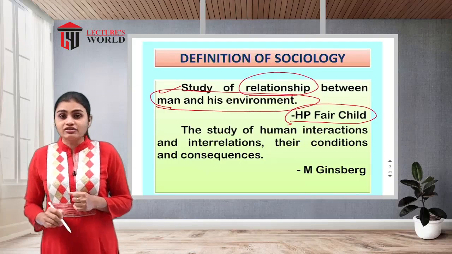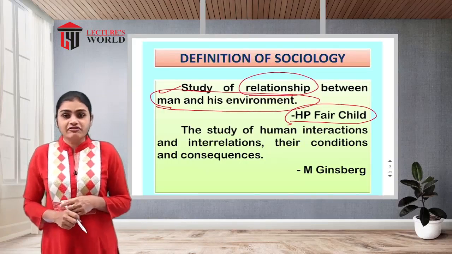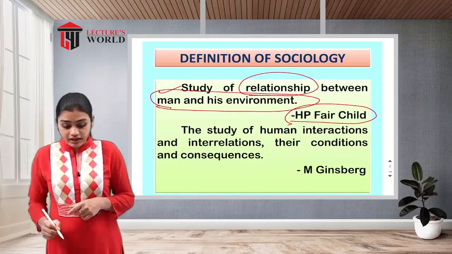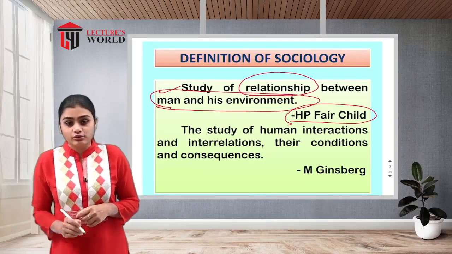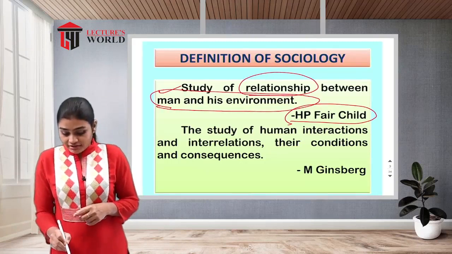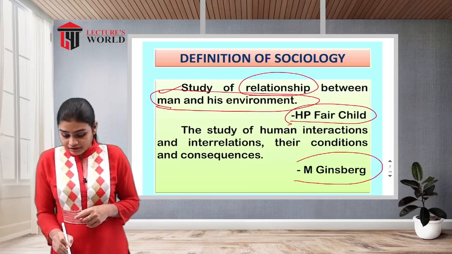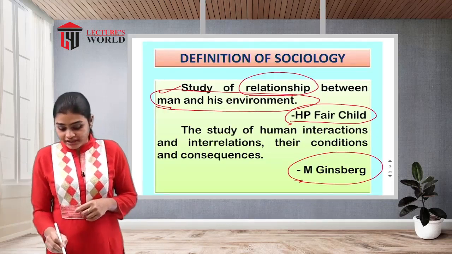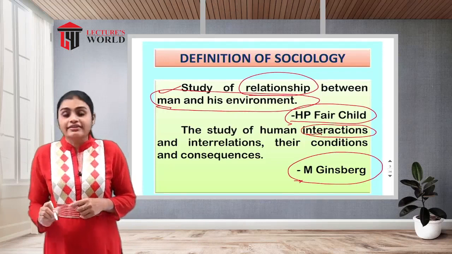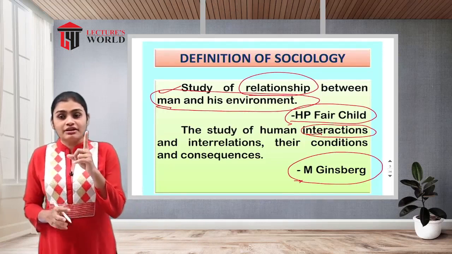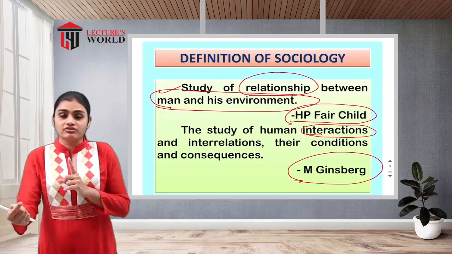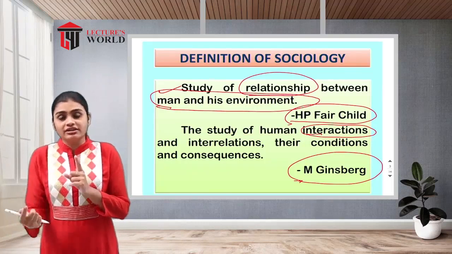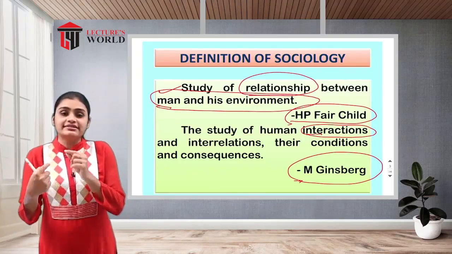So that definition has been given by H.P. Fairchild. Another definition of sociology is given by M. Ginsberg. According to M. Ginsberg, sociology is the study of human interaction. That means when one individual is trying to interact with another individual, trying to talk with another individual, that process is called interaction.